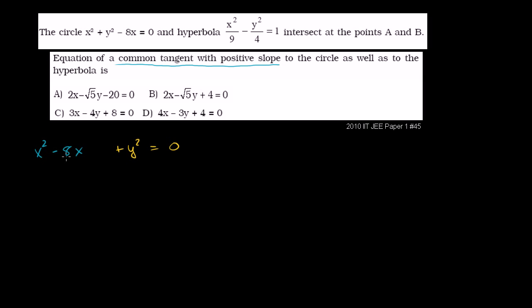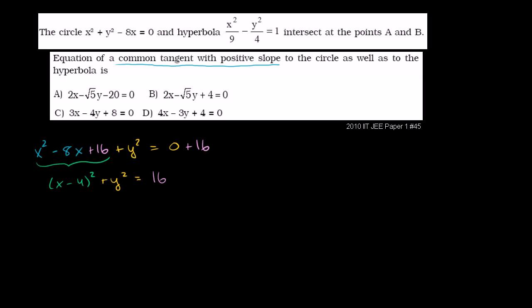And then let me add half of this 8 term squared to both sides. Half of negative 8 is negative 4. Negative 4 squared is 16. So add 16 to both sides. And that allowed me to turn the x term into a perfect square. This is the same thing as x minus 4 squared, plus y squared, is equal to 16.